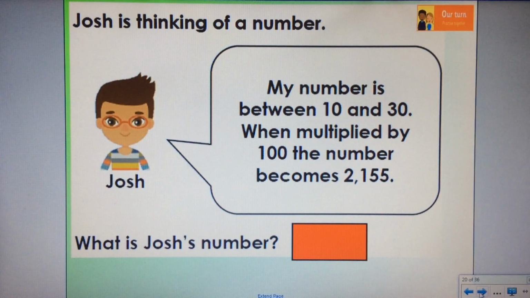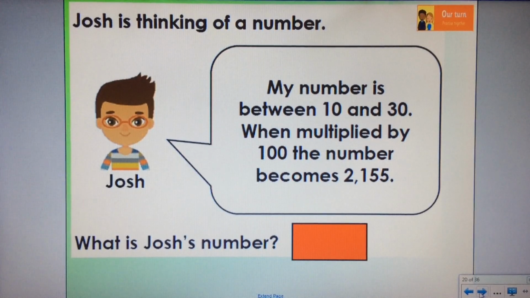Okay, a different sort of question here. We've got a little riddle. Josh is thinking of a number. My number is between 10 and 30. When multiplied by 100, the number becomes 2155. What is Josh's number?